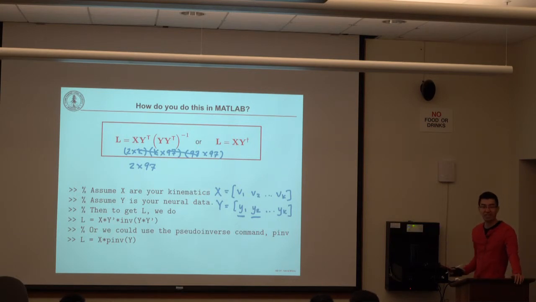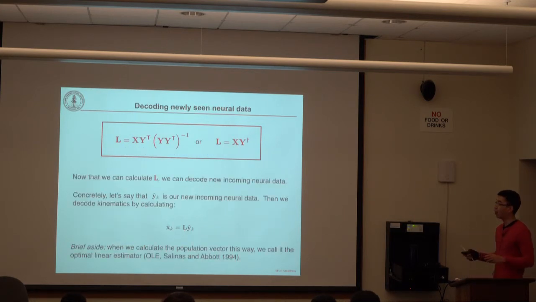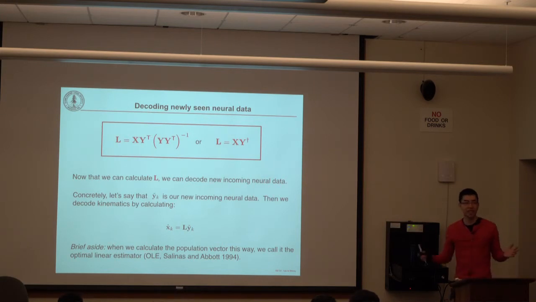All right, everyone clear on how to fit this L, given you observe training data, kinematic data X and neural data Y? All right, so how do we decode with this then? Now that we know L, we can decode incoming neural data. In the previous setting, we had observations of the kinematics and the neural data. But when we decode, we want to translate the neural data into new kinematics. And so which variable do we not know?